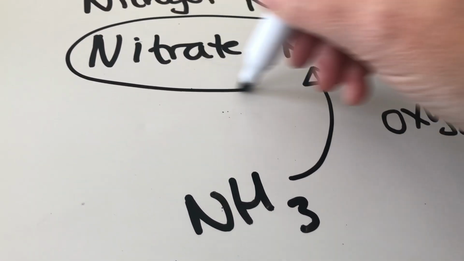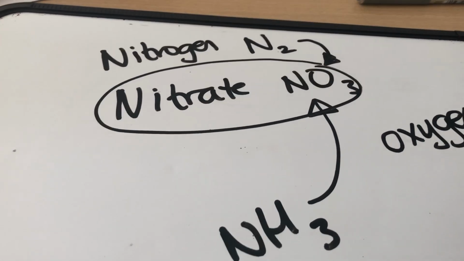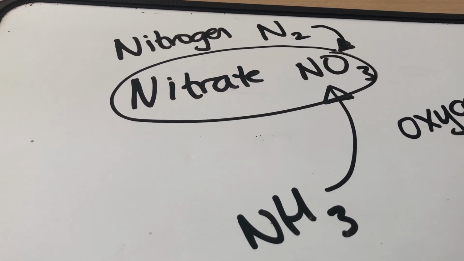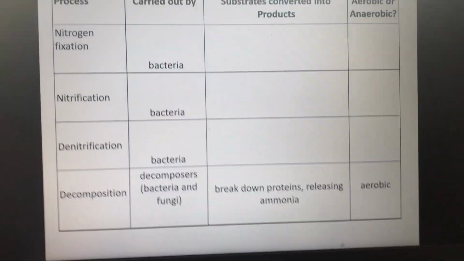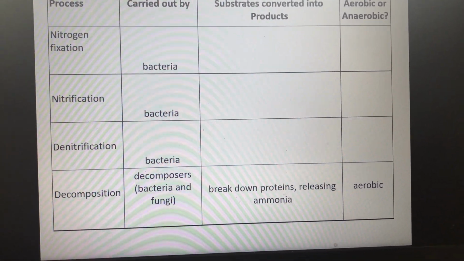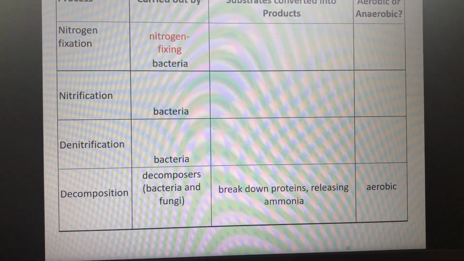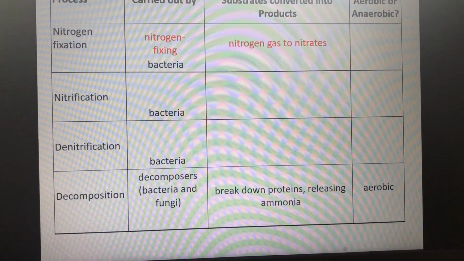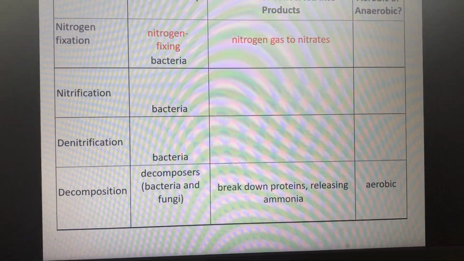So nitrate is what plants take up, and you looked at how plants take nitrates up by active transport into the root hair cells. Now if we go back to this table, we've got these processes here. So nitrogen fixation, the name of the bacteria is easy, nitrogen fixing bacteria. These bacteria take nitrogen gas in the air and convert it to nitrates.